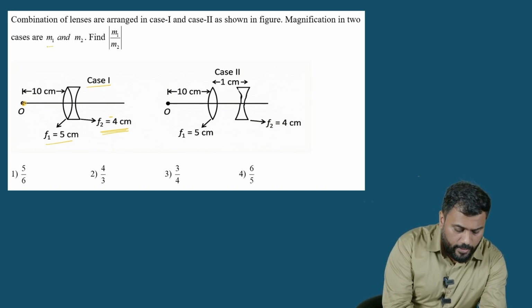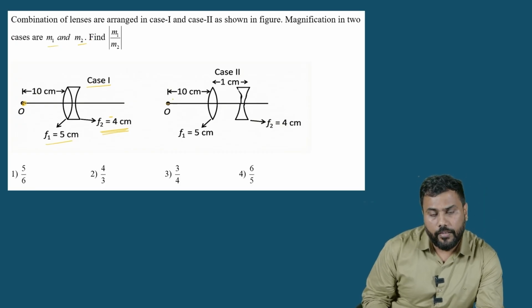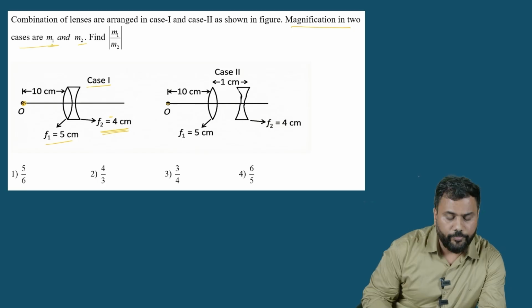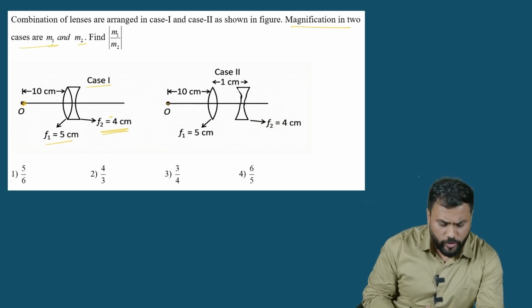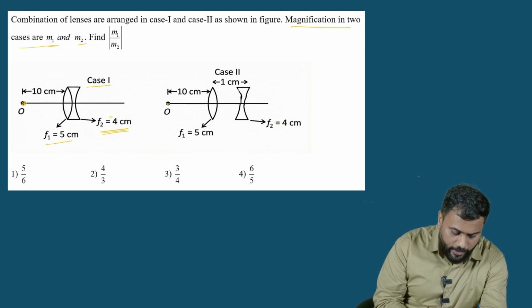And the magnification for this object in the two cases is M1 and M2. They're asking the ratio of magnification. Find m1 by m2. So let us calculate the magnifications first in these two cases, then we'll find their ratios.